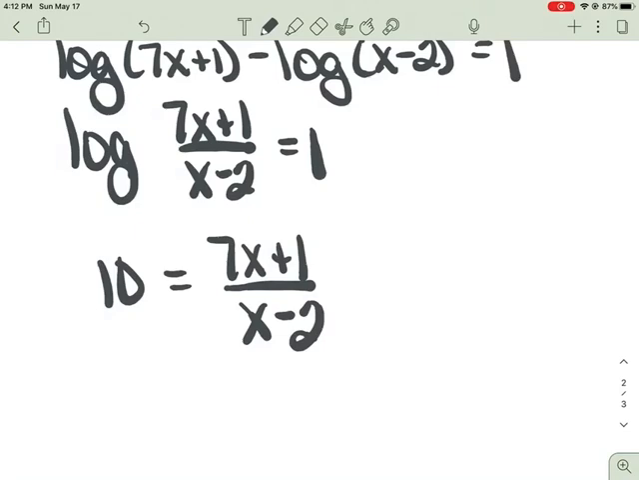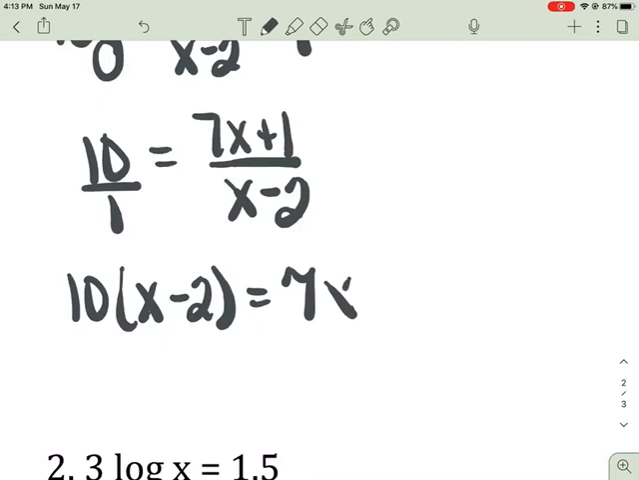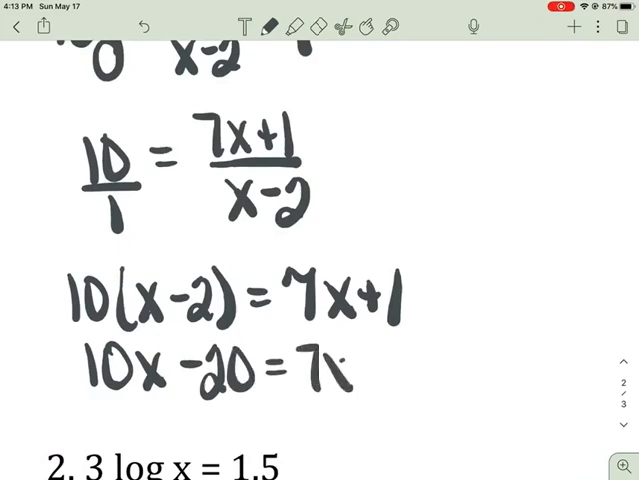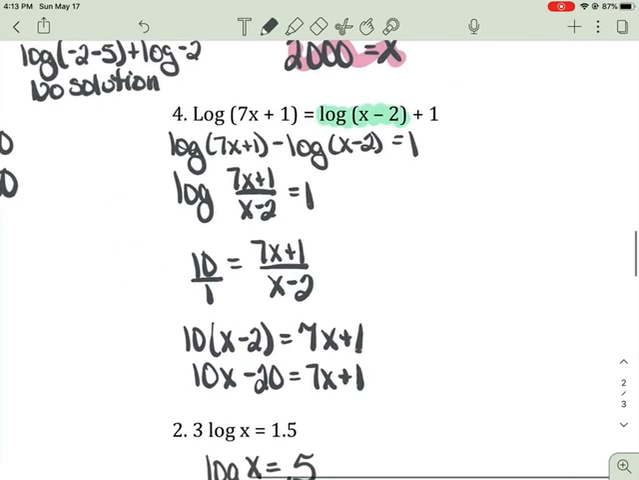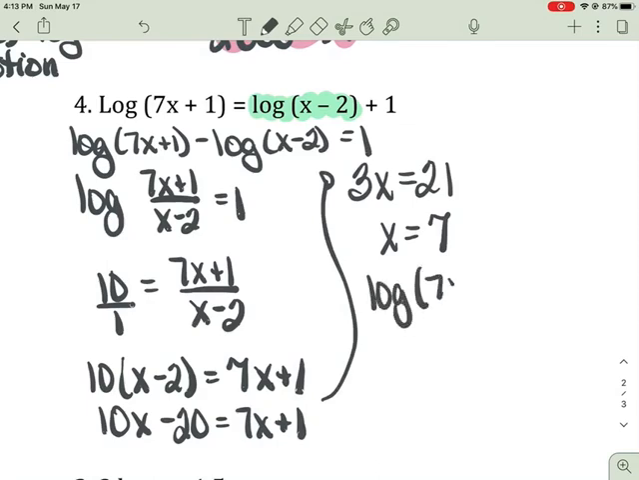And again, anytime I have a fraction, I'm going to write this as a cross product problem. It's just how I find it easier to work with. It's just the way I solve things. Now I'm going to distribute and solve. So I got x equals 7, and again, you want to put it in to double check. Always go back to the original problem to do that.